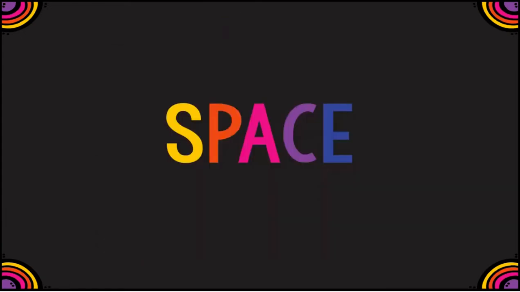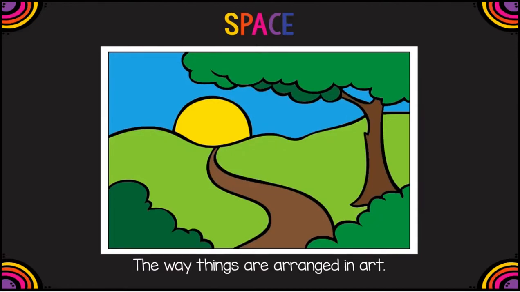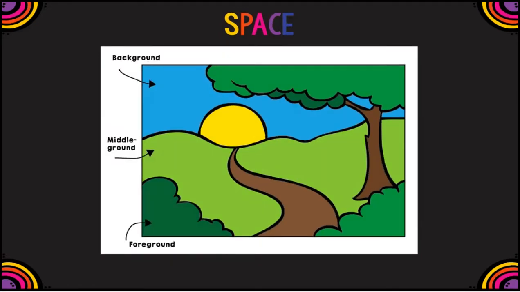Space. Space is the way that things are arranged in art. Space is used in many different ways. One way is when we talk about the background, middle ground, and foreground. The background is in the back, the middle ground is in the middle, and the foreground is in front.